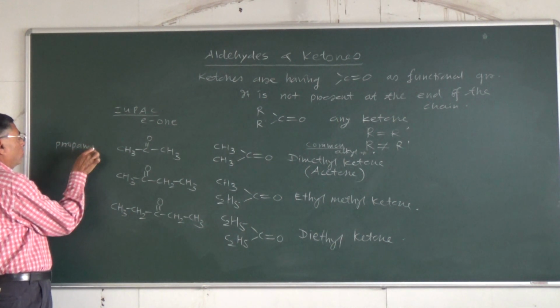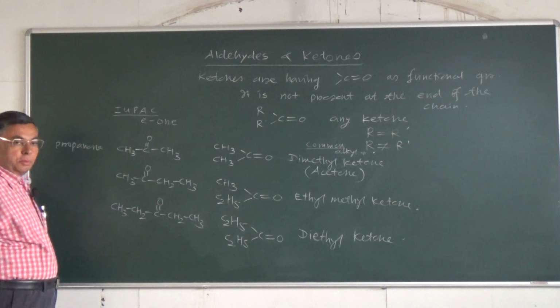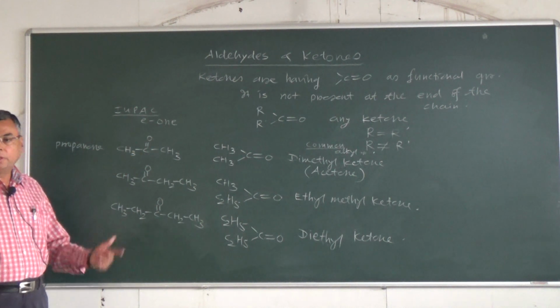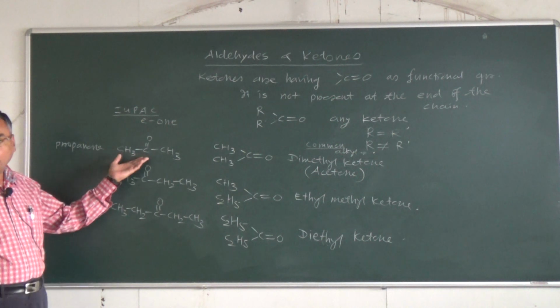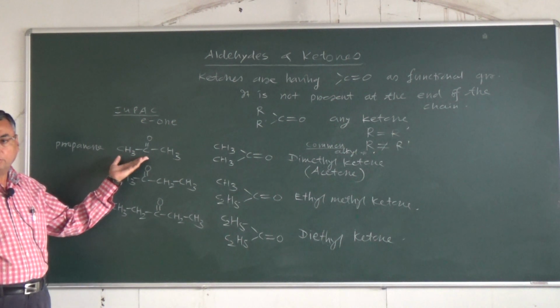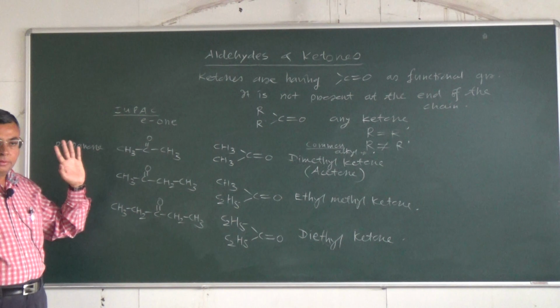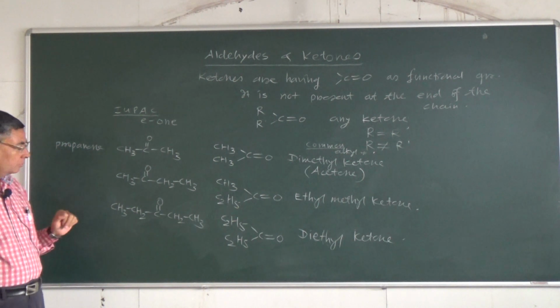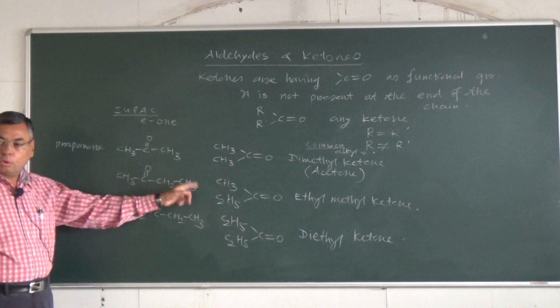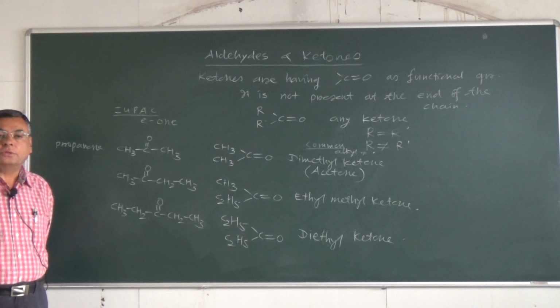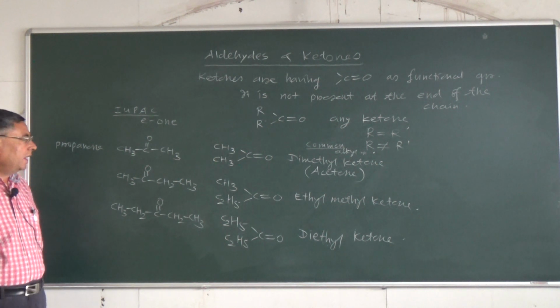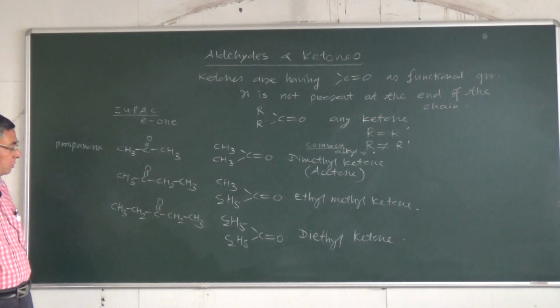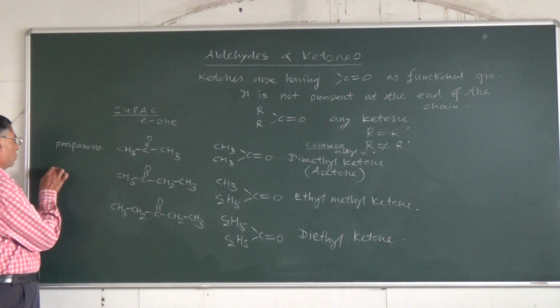Which propanone? 2-propanone. Functional group is at carbon number 2. But we need not write the number because there is only one propanone. There is no other propanone, so we need not write the number. Actually this is 2-propanone. Here 1, 2, 3, 4. 4 means butane, remove E, attach ONE, butanone. Which butanone? 2-butanone. So 2-butanone.